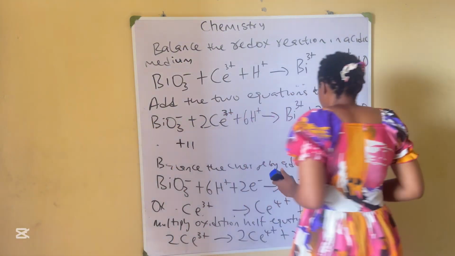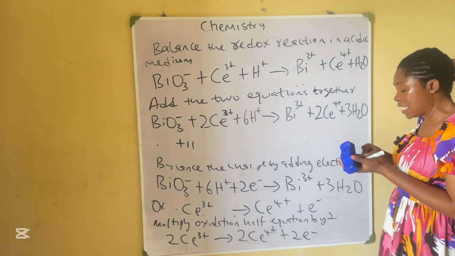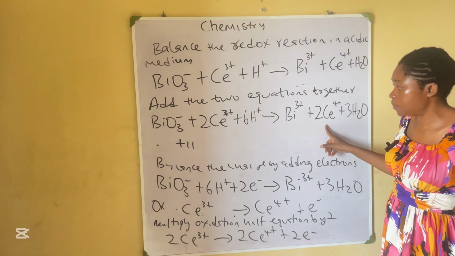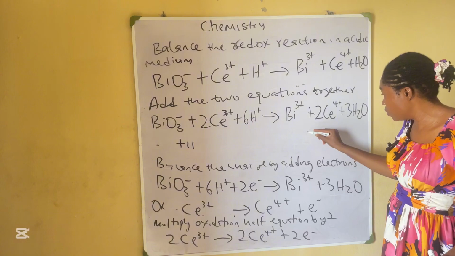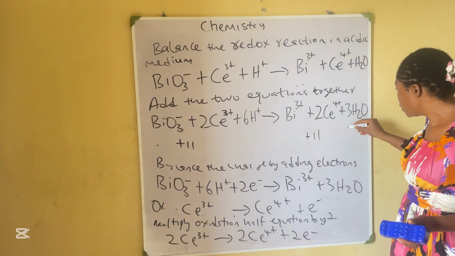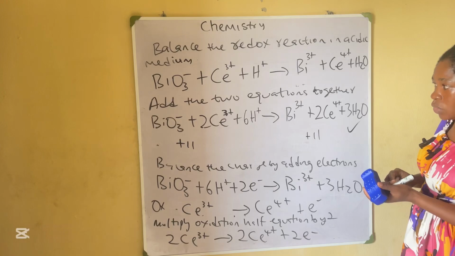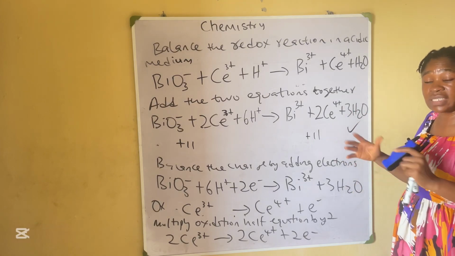Let's look at this one. 2 times 4 plus is 8 plus. 8 plus 3 is plus 11. So my charges are correct. So this equation is correct.